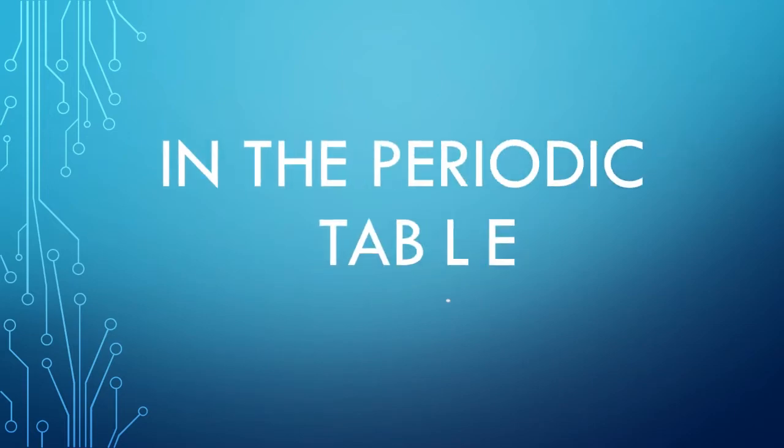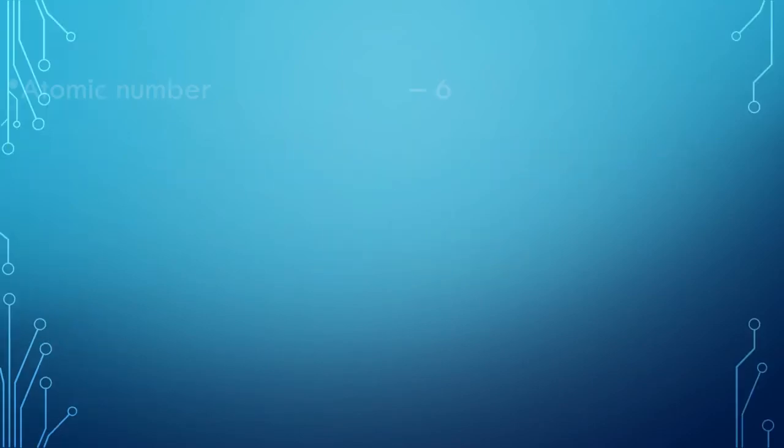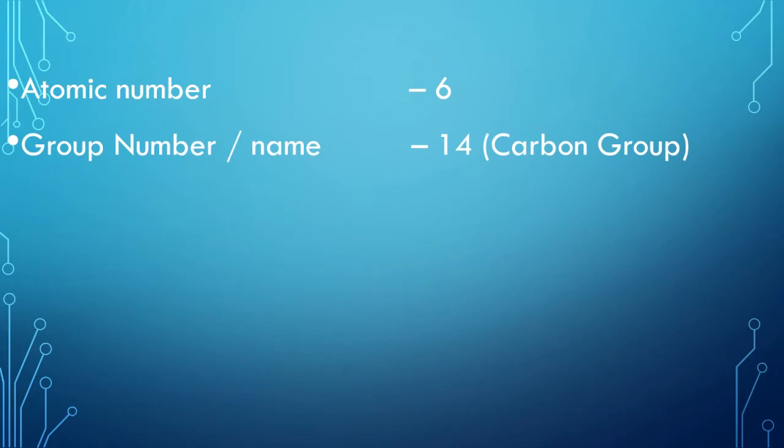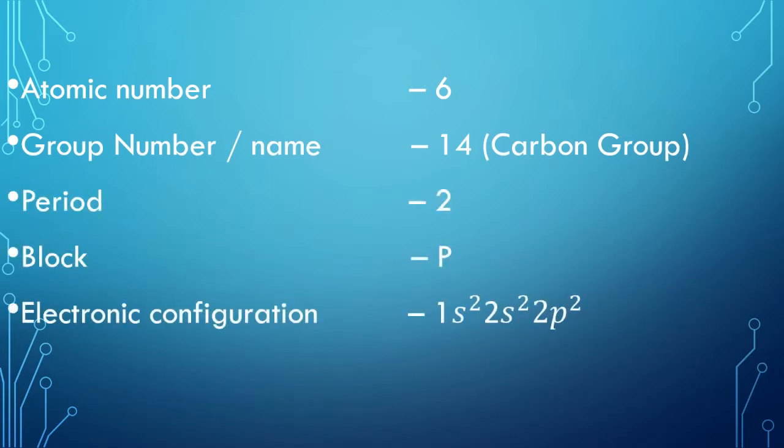Now, after the basics, let's see where carbon is in the periodic table. In the periodic table, its atomic number is 6, its group number is 14, and its group name is the carbon group. Its period is 2, its block is P, and its electronic configuration is 1s2, 2s2, 2p2.